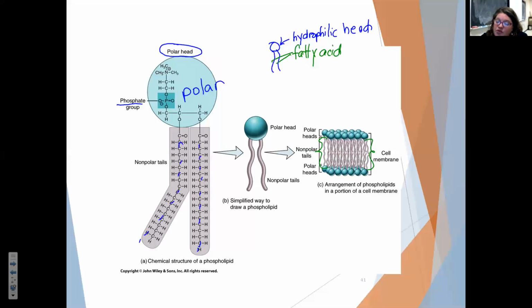So in the next chapter, when we talk about cell structure and function, we'll come back to this mixed structure of the phospholipid because it creates a really great barrier for the cell membrane. The hydrophobic tails on the inside and the hydrophilic heads facing the extracellular fluid and the intracellular fluid.